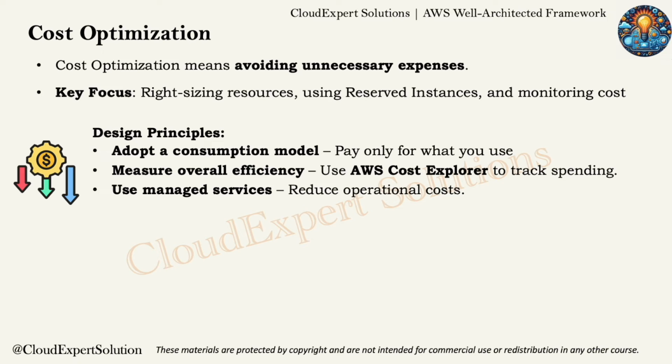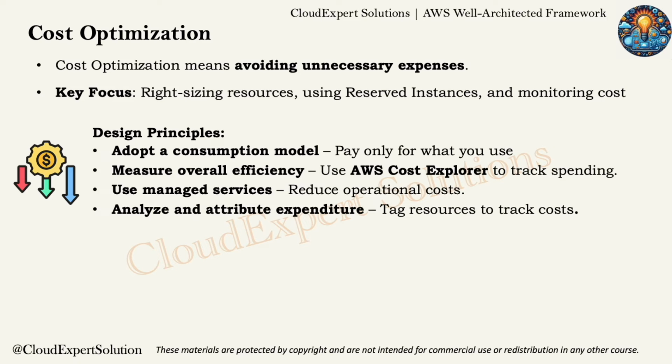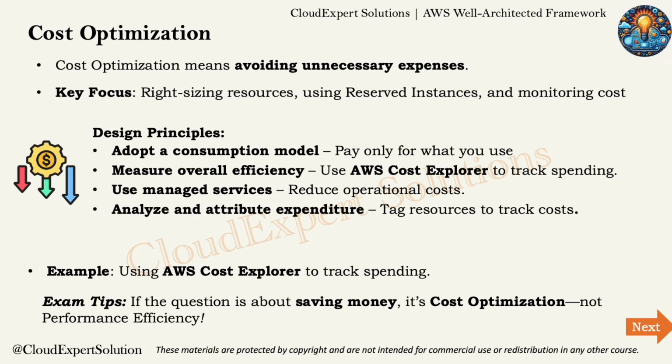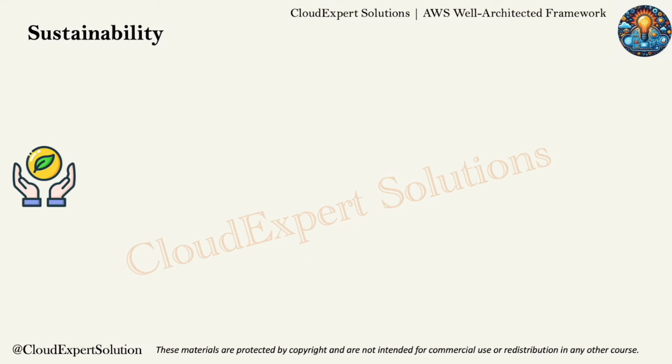You should use managed services to reduce operational cost. Last but not least, you should analyze and attribute expenditure. You can tag resources to track cost. You can get a granular view of your cost based on your department, your workload, or even environments. As an example, you can use AWS Cost Explorer to track spending. If any AWS question is asking about saving money, it's cost optimization. It's not performance efficiency. Now let's review the last pillar of the AWS Well-Architected Framework, which is sustainability.